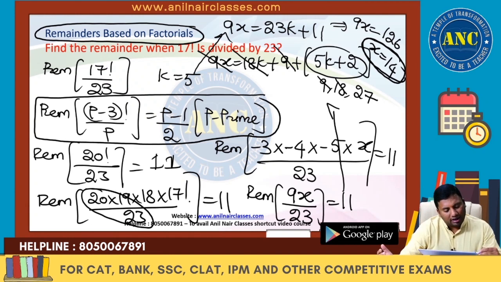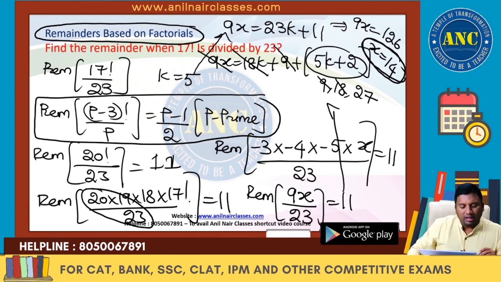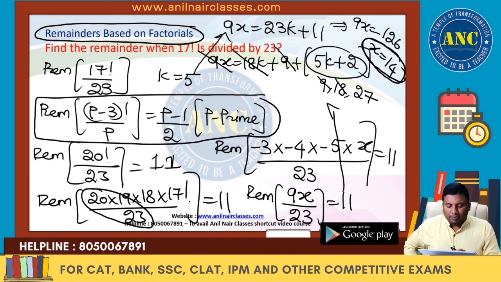17 factorial divided by 23. 20 factorial divided by 23 is 11. 20 factorial is 20 into 19 into 18 into 17 factorial by 23. 20 by 23 is minus 3, minus 4, minus 5, into x divided by 23 is 11. 60 divided by 23: 23 3s are 69, minus 9. Minus of minus is plus. 9x divided by 23 is 11.